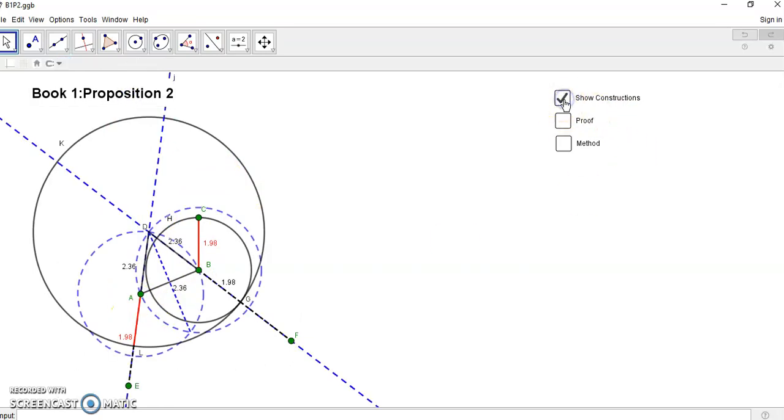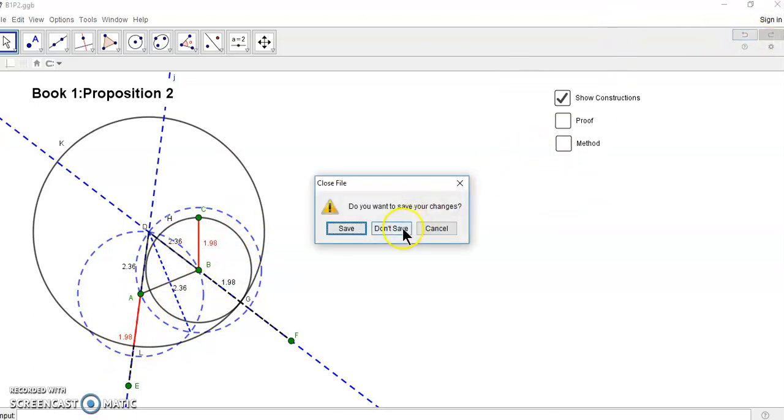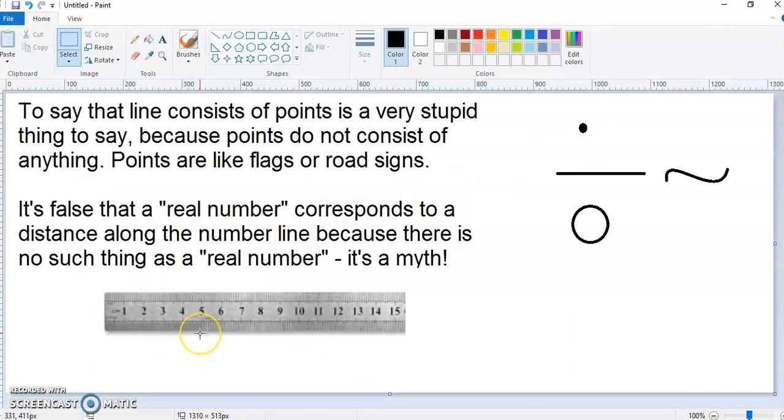If you see the constructions here, there are many of them that are done with circles. First of all, he uses Proposition 1, which says that you can create an equilateral triangle, and then he uses the same technique to create this line equal to that line. Okay, so without further ado, I want to just cover some other important points.